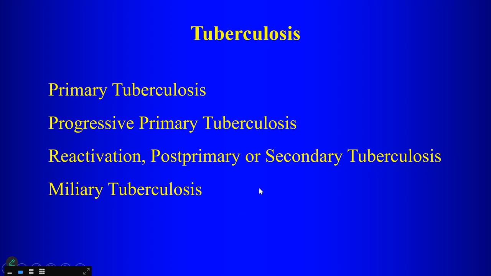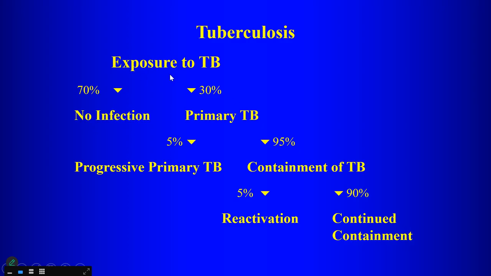All of these people are at increased risk for tuberculosis. These are all the terms that we want to be familiar with in terms of tuberculosis. What do these terms mean? First of all, the pathophysiology: after exposure to tuberculosis, in 70%, nothing happens. 30% might develop a primary TB, an initial infection. A small percentage of those can go on to develop progressive primary TB, but in the vast majority of patients exposed to tuberculosis, nothing happens. They have containment of tuberculosis.